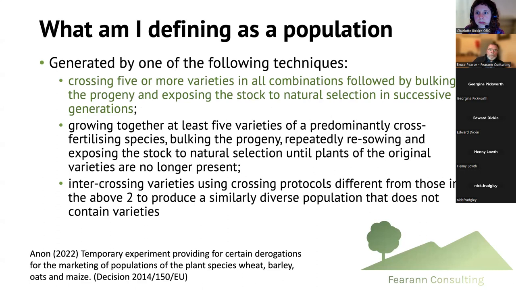And I think Ed's talked about some of them, and probably it's come up in some of the other talks today: actually growing at least 5 varieties together and letting them cross fertilize naturally, if you like, without actually doing those specific crossings. And there's a third way, which is actually using protocols from one of the other two or both of the other two above. So that's how I've been looking at it.